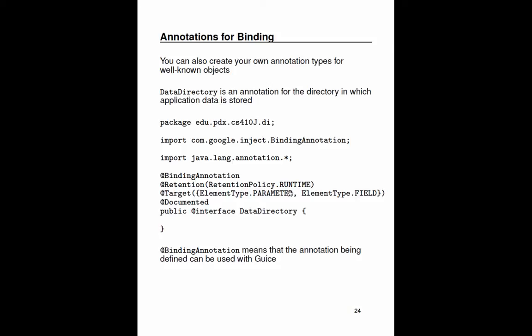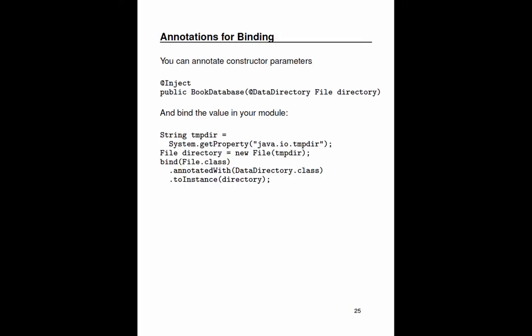We want its retention policy to be runtime, meaning that we want the annotation to be available both at compile time and at runtime. And then finally, there's a Juice specific thing called BindingAnnotation, and that way Juice knows that it should be taken into account when Juice does its magic to create objects. And so you use this annotation on constructor arguments and things like that. So now BookDatabase has @Inject saying, hey, this constructor should be used by Juice to create the BookDatabase, and the directory in which the file lives is the @DataDirectory.